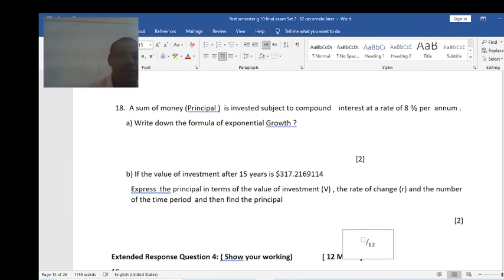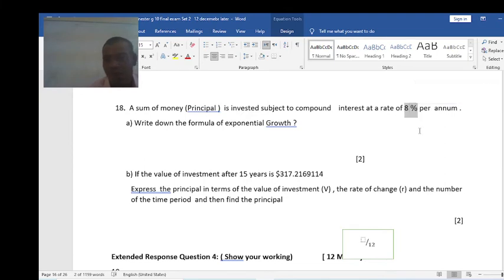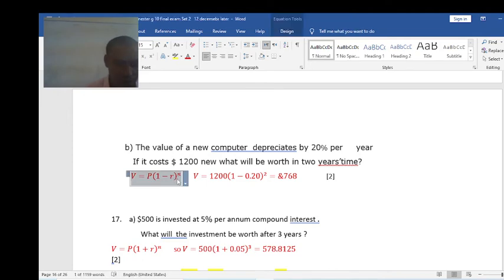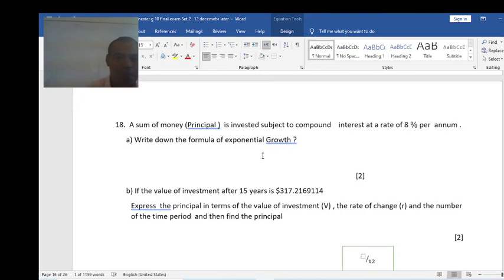So the sum of money principal is invested subject to compound interest of a rate 8% per annum. Write the formula of exponential growth. So I will use this symbol, or I will use this one. Okay, copy. Then I will write it here. So the formula of growth, exponential growth, is that V equal A times 1 plus R to the power N.